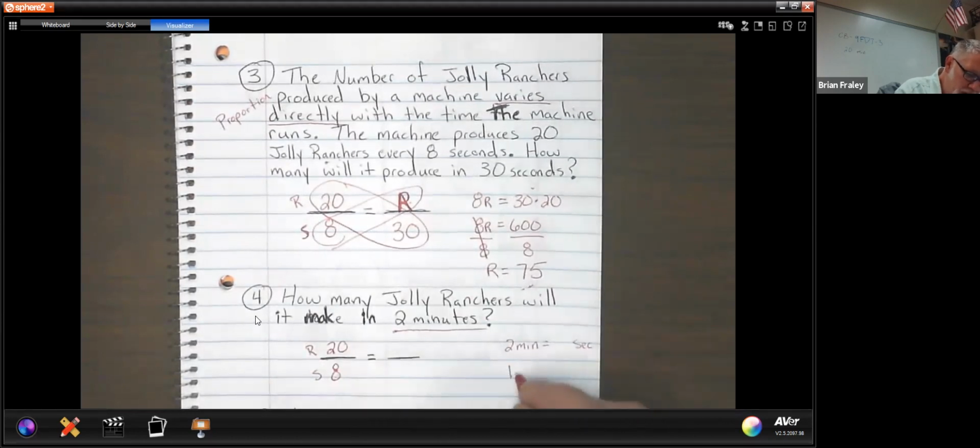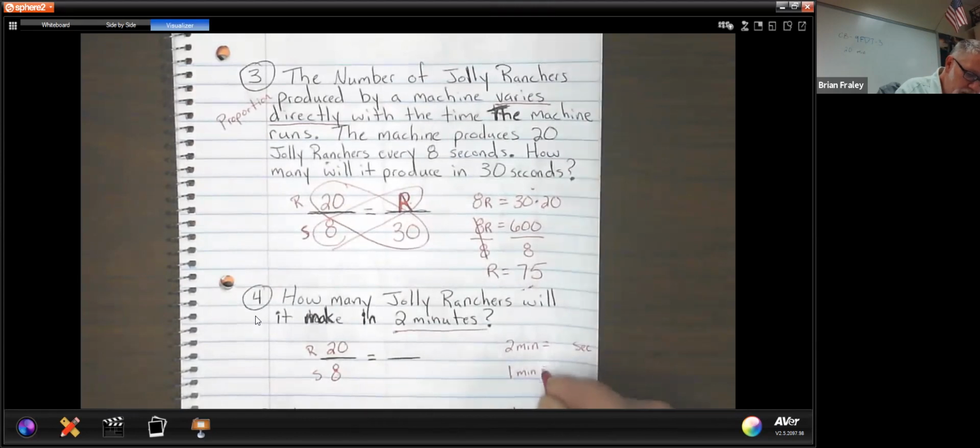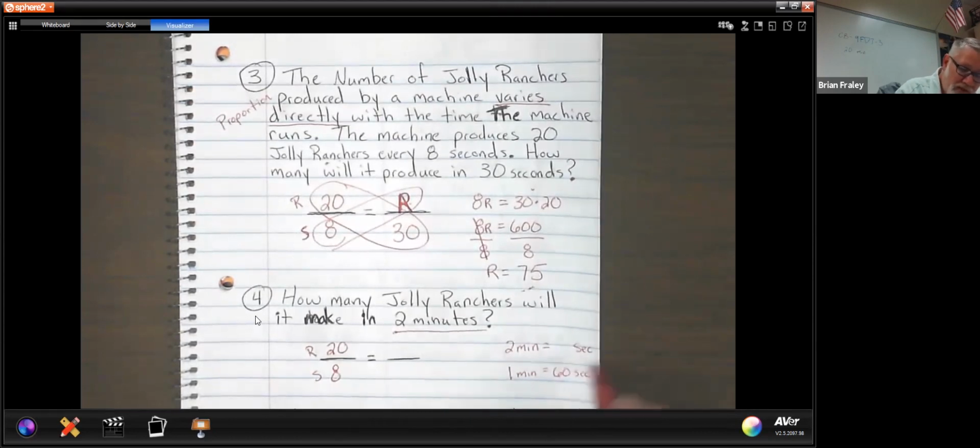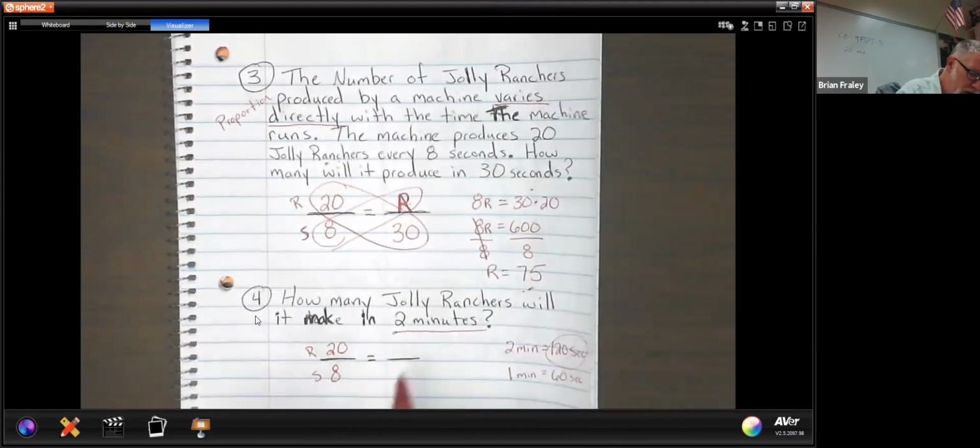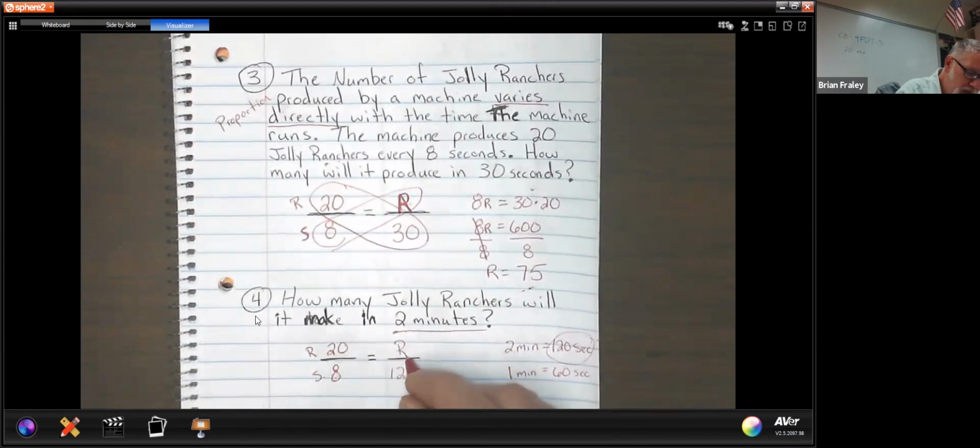Well, I know 1 minute equals 60 seconds. So if I double that to get 2, I need to double 60. And if I double 60, I get 120 seconds. So I'm going to put my 120 seconds now. Instead of 2 minutes, I'm going to put 120 seconds because I need to have seconds here. And then here we're just going to put ranchers again.